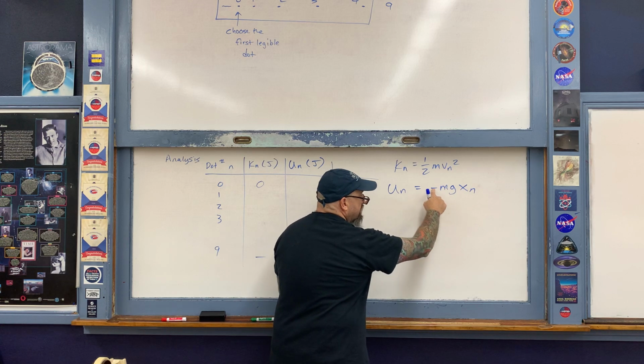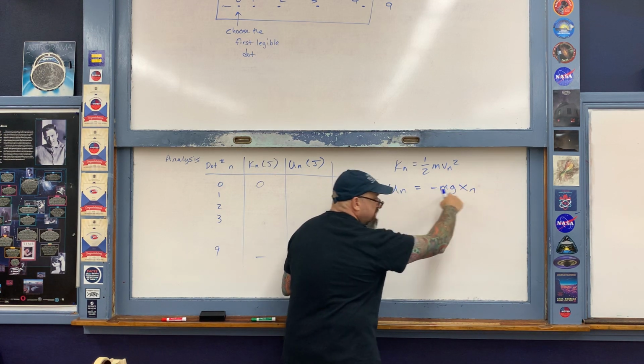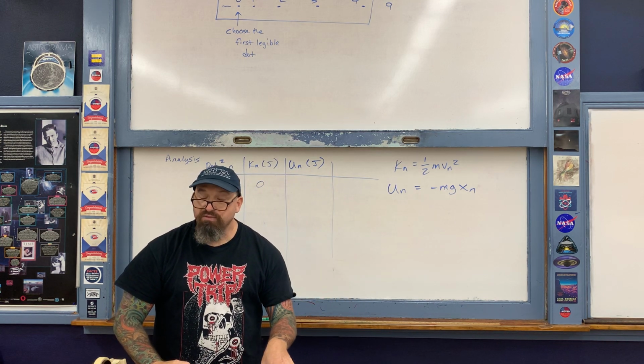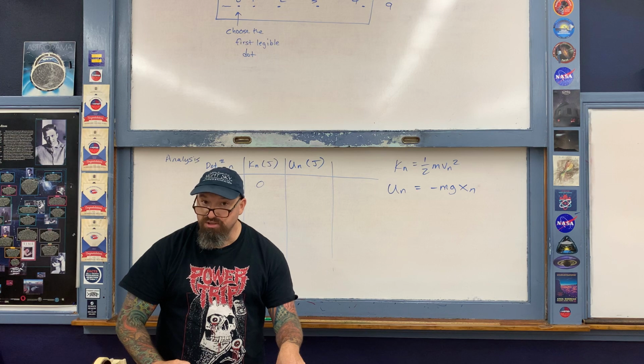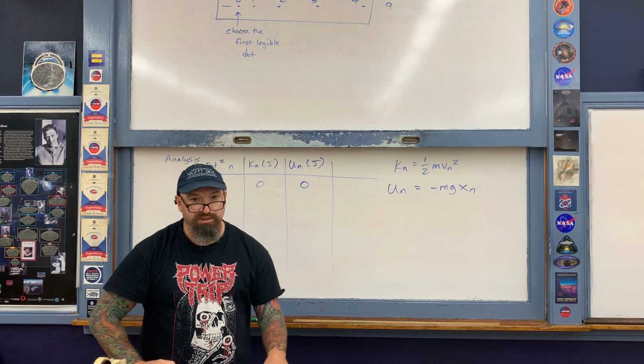So you take negative a half a kilogram times 9.8 meters per second squared times the positions that you had measured in the earlier data table. However, for dot 0, remember that the position was 0, therefore the potential energy at dot 0 is equal to 0.